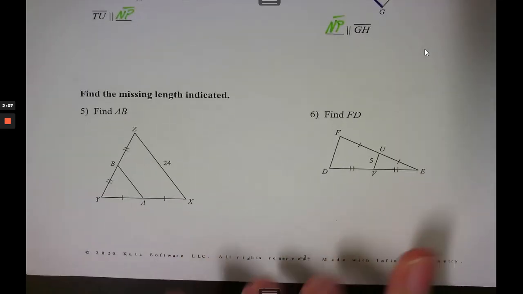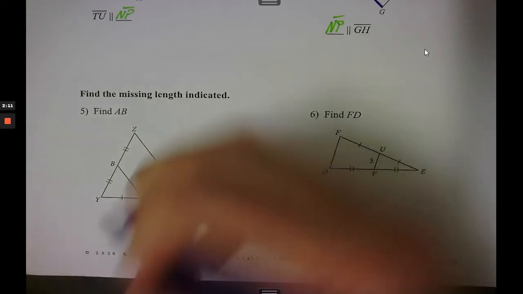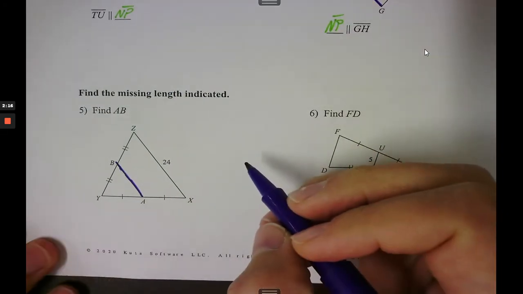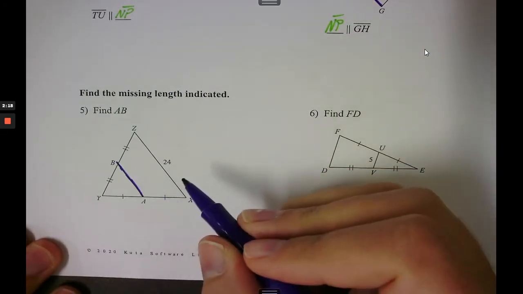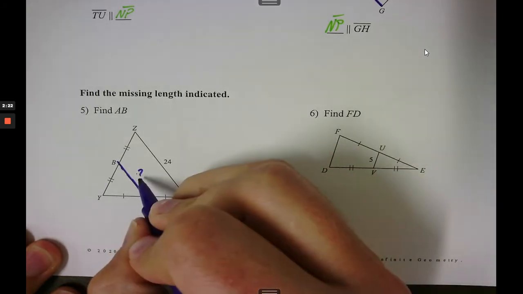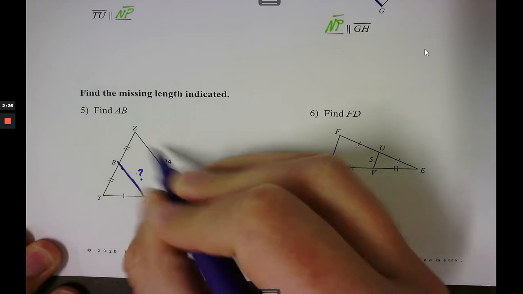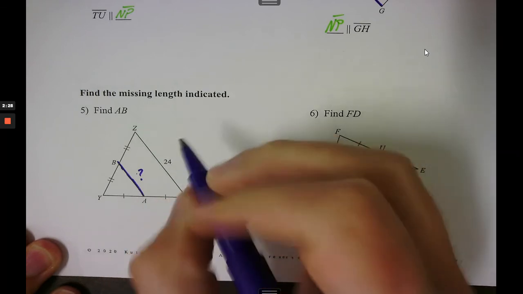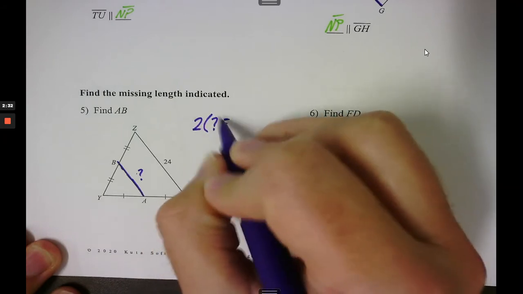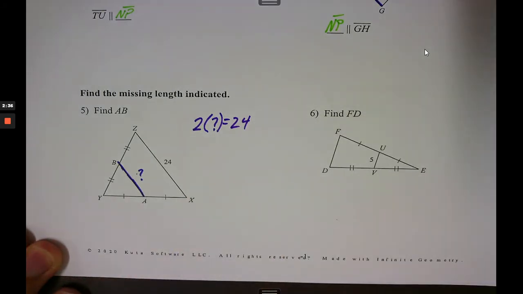Find the missing length that's indicated. Okay? Find AB. So first off, I'm going to mark AB so I know where it's at. And then what you should have learned from your lesson or from your videos watching Ms. Lowry is that whatever this is, it is going to be half of the side that matches with it out here, which in this case is 24. So in other words, I need to multiply it by 2 for it to be equal to 24. And we're going to solve that problem.